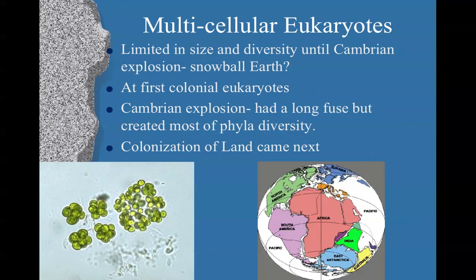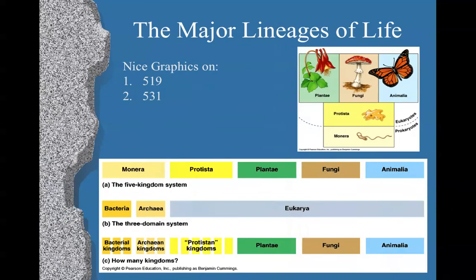But basically, most of the different types of animals that we're used to seeing, their origins go back to this Cambrian explosion. And at some point, about 500 million years ago, we have the first plants coming onto land.